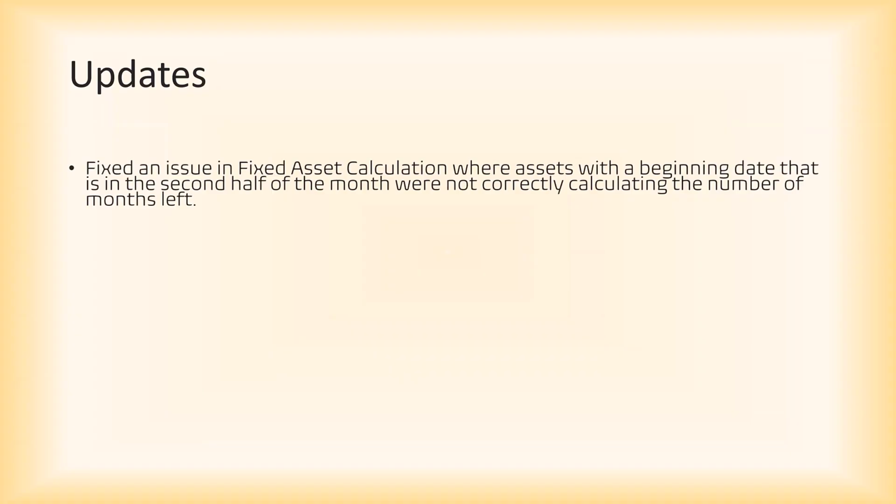We fixed an issue in fixed asset calculation where if your in-service date or purchase date were in the second half of the month, we were not correctly calculating the number of months left. It was assuming that there was an additional month of depreciation when there really wasn't. So we fixed that. If your fixed asset's in-service date was in the first half of the month, then it worked correctly.